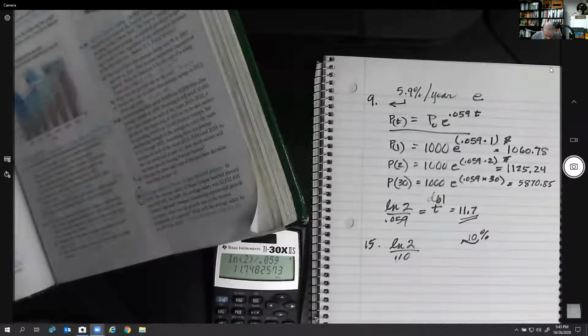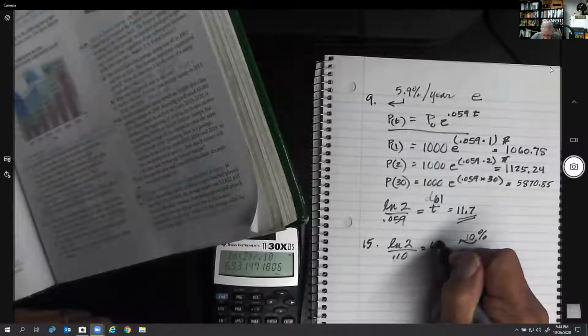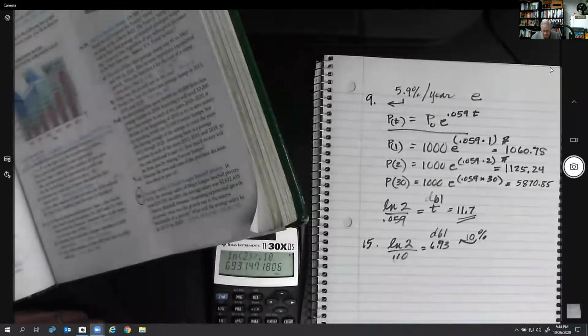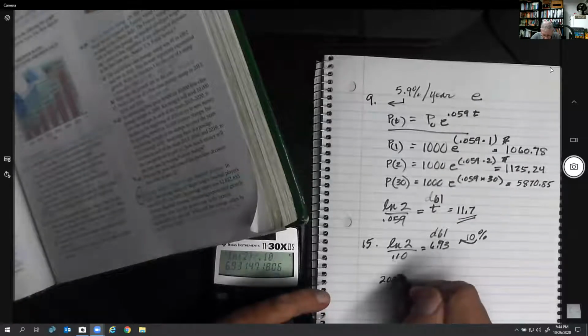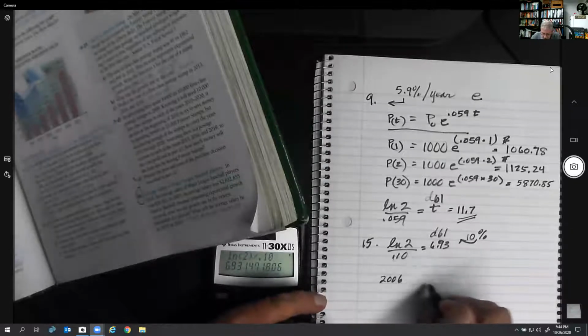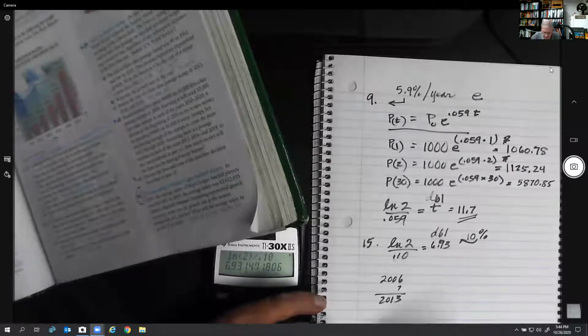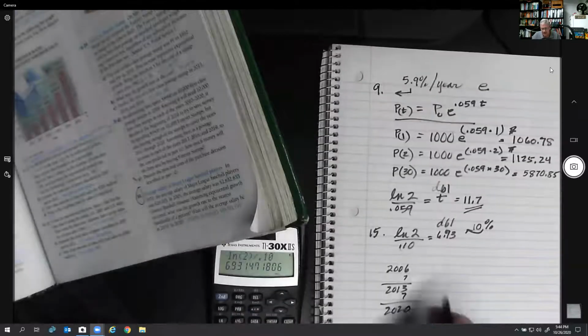So ln2 divided by 0.10. Every 6.93 years it's going to take to double. So 7 years later, let's say, from 2006, that's 2013, it doubled. 7 years later, 2020, the demand is going to double again, just roughly 7 years.